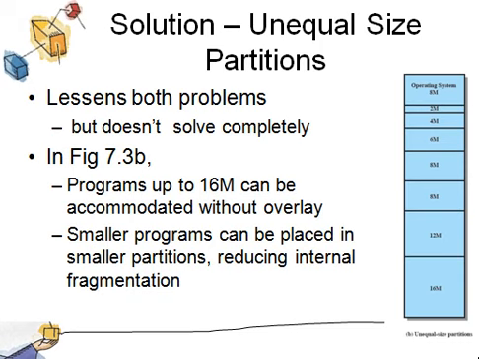The solution can be thought of as unequal size partitions. Rather than going for equal size partitions, we can adopt unequal size partitions. This will somehow lessen the problem of internal fragmentation. See here we have variable size partitions: 2M, 4M, 6M, 8M, 12M and 16M. Whichever partition is nearest in size to the incoming process will be allocated. So it will somehow minimize the problem of internal fragmentation.